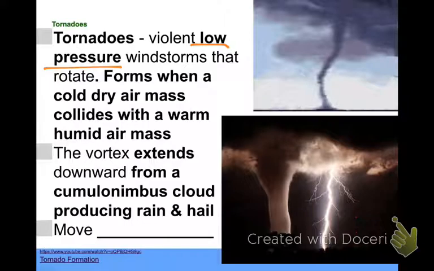severe weather. So tornadoes form when a cold, dry air mass collides with a warm, humid air mass. If I were you, I would definitely make sure that I did know this point, okay?